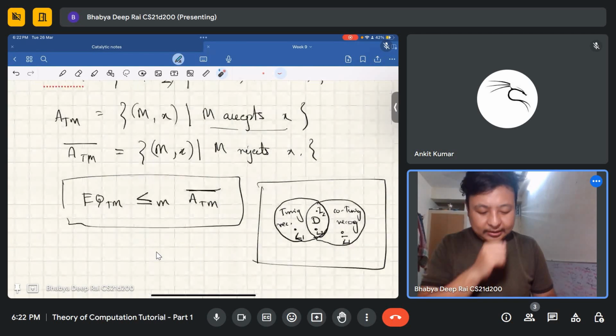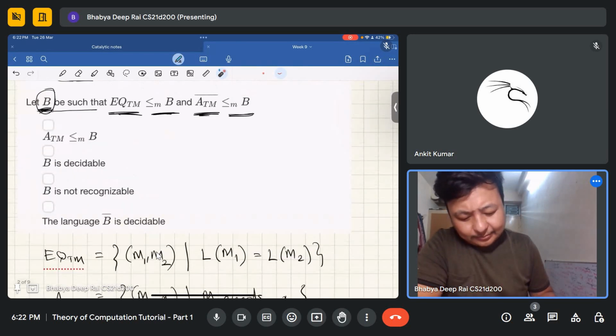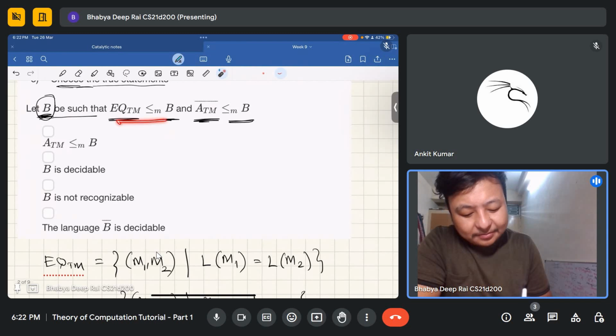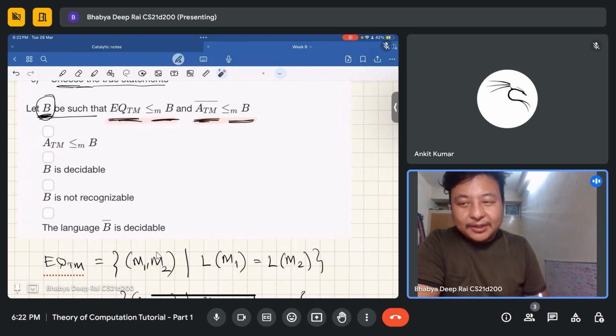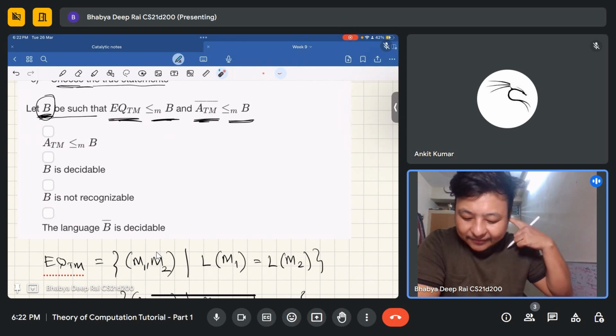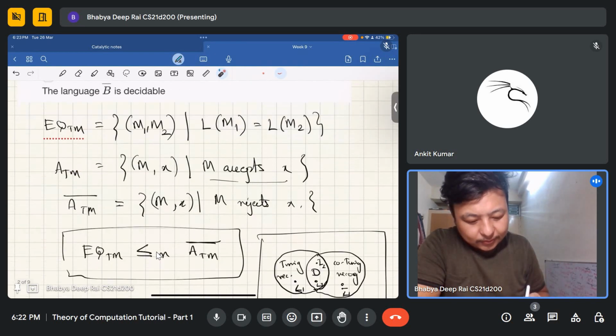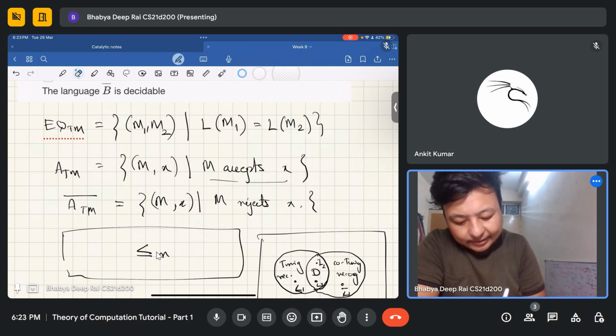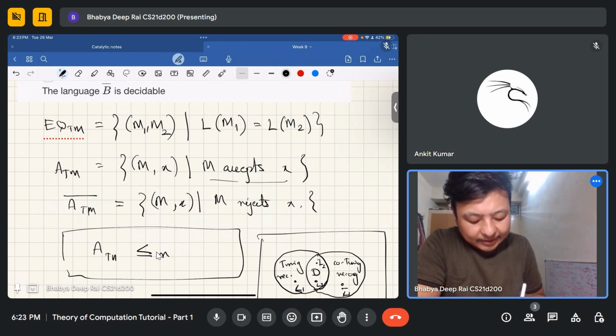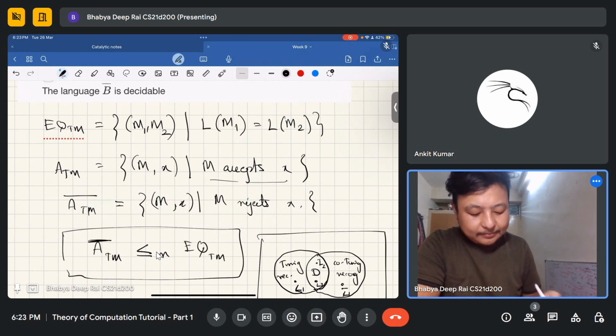Now let's look at this question. Let B be such that EQTM reduces to B and A bar TM reduces to B. Now the question asks: does ATM reduce to B? Okay, I made a mistake here. It is the other way around. ATM can be reduced to EQTM, ATM bar.